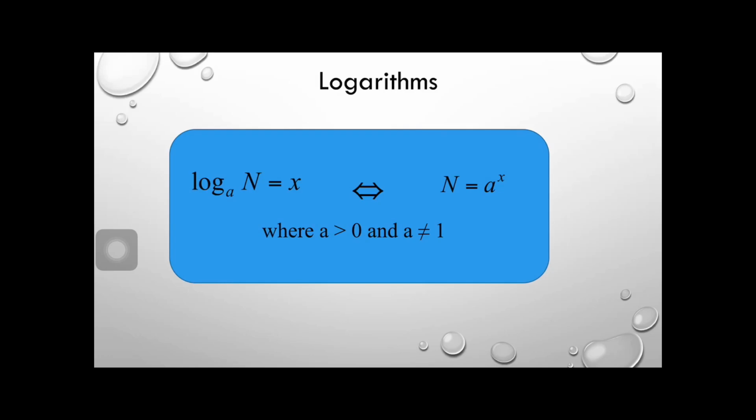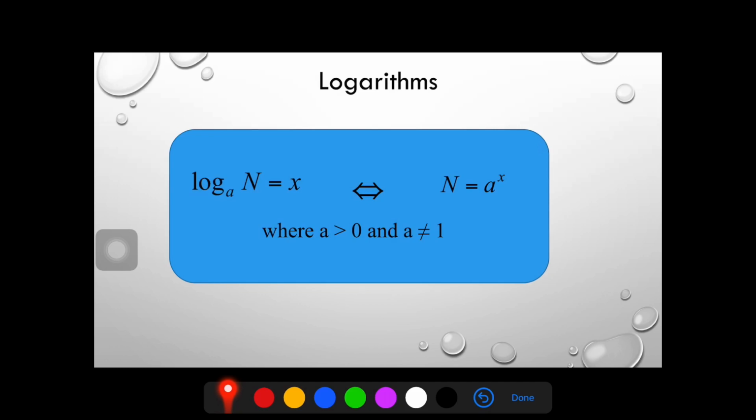In this chapter, logarithms, where log with base a, n equals to x. Convert it into the index form, it will become n equals to a power of x, where a is a base. So you can see this is a base, power, and the answer. So convert to the index form: base a, power of x, and the answer will be n, where a is greater than 0 and a is not equal to 1.